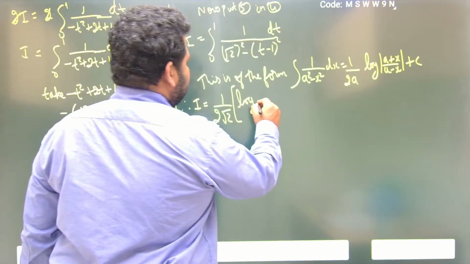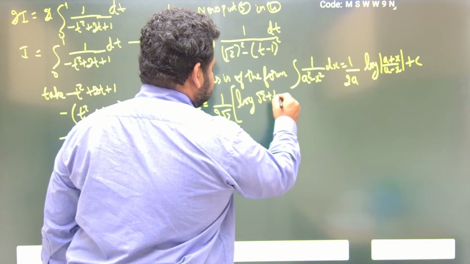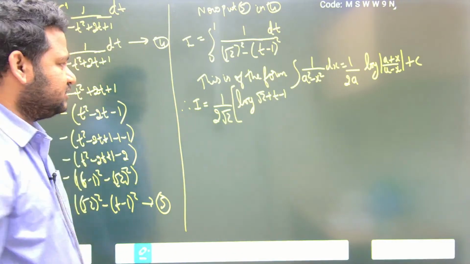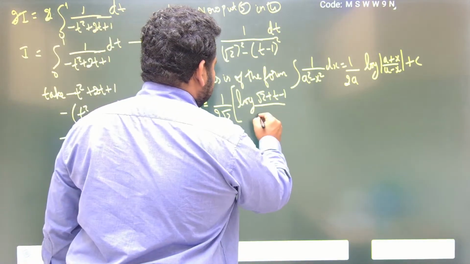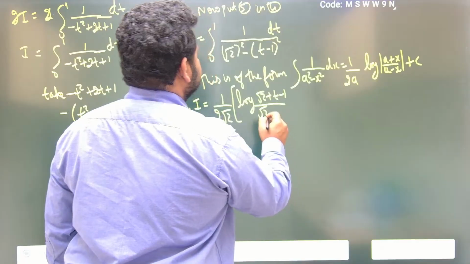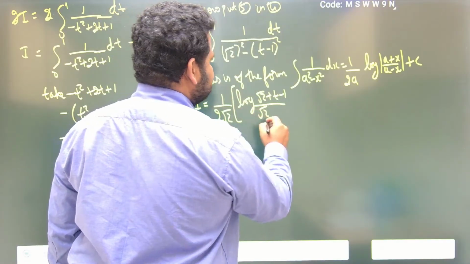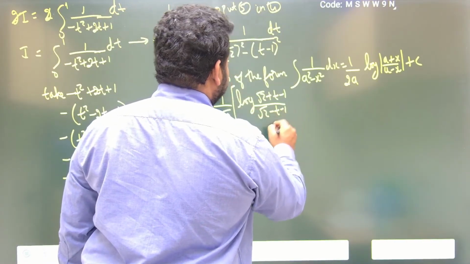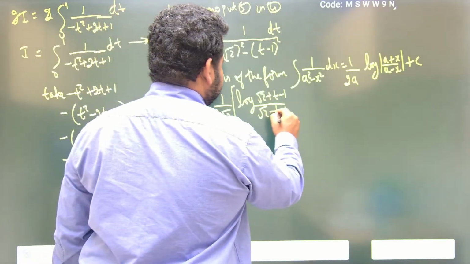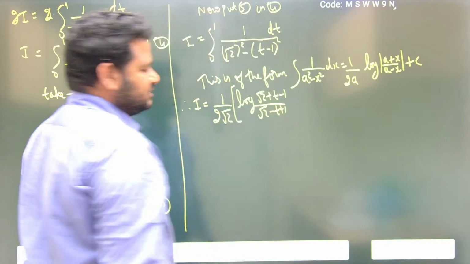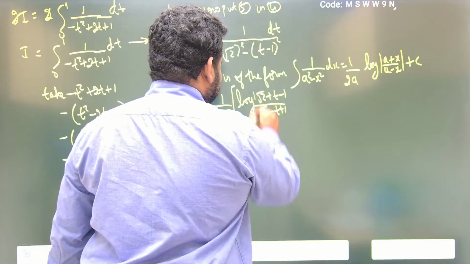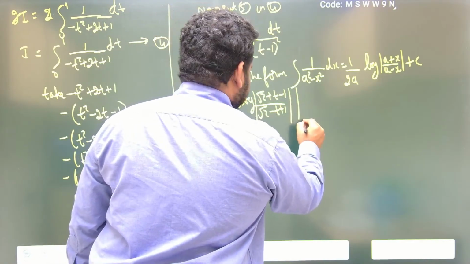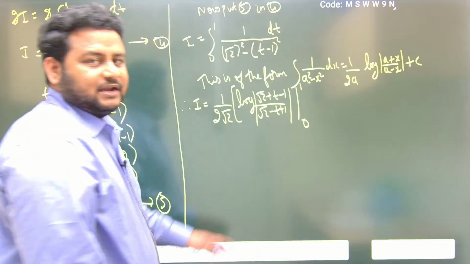A plus x is root 2 plus t minus 1, divided by a minus x, which is root 2 minus t minus 1, correct? So root 2 minus t minus 1 means minus into minus, this will become plus. Within the modulus sign, let me write, the lower limit is 0 and the upper limit is 1. This is what I have.